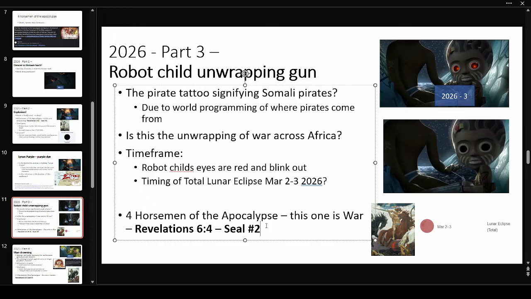This is so similar to the verbiage in Revelation 6:4, okay, seal number 2, where a sword was given unto a man to go and make war. So very similar here, that it's like a gun is given unto this child robot to go and make war. Okay, I don't know how else to link it up, but it seems very clear to me.